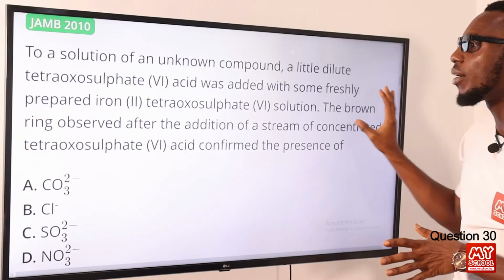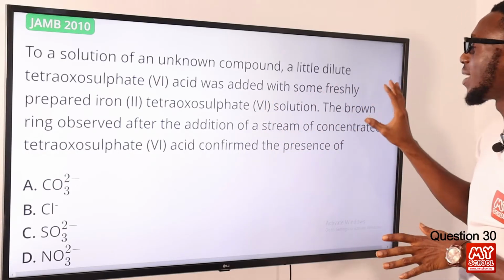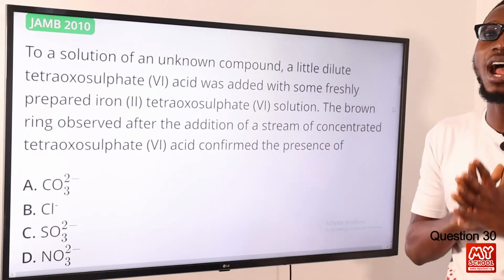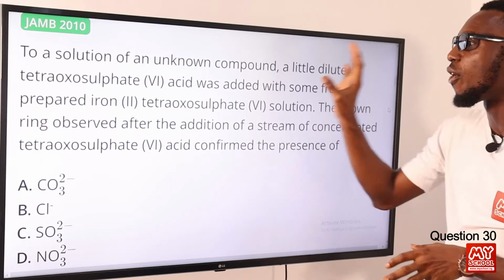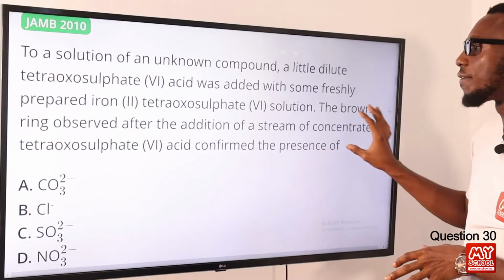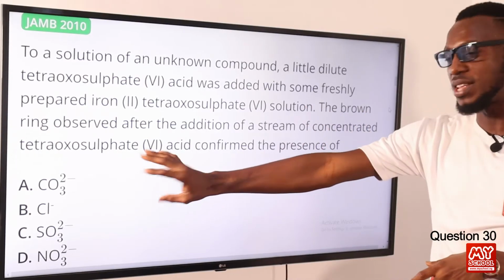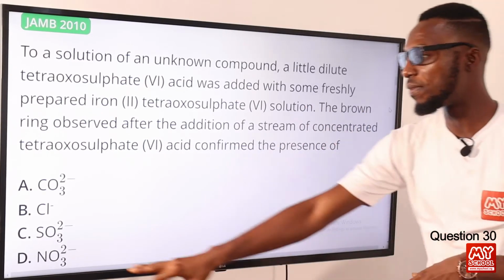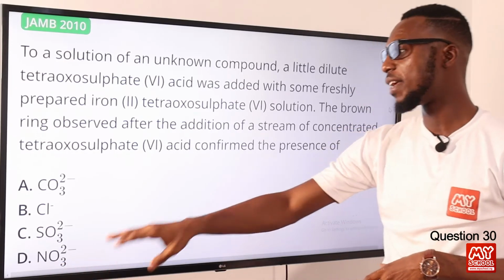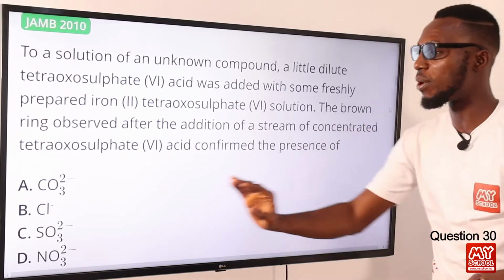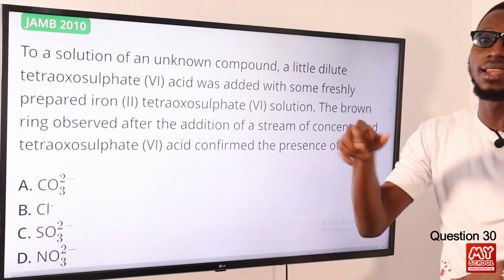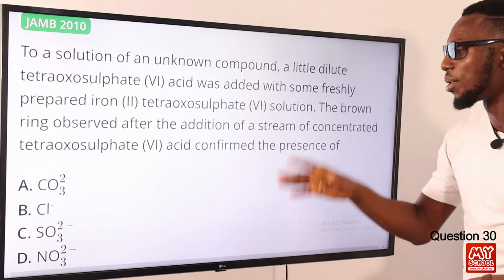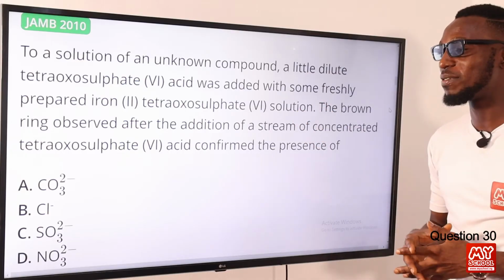So the brown ring observed, this is a brown ring test for trioxonitrate(V) ions. The brown ring observed after the addition of a stream of conc H2SO4 confirmed the presence of this ion, trioxonitrate(V) ion. So the brown ring test is for trioxonitrate(V) ion, and this brown ring can actually disappear if you shake. So the correct option is option D for trioxonitrate(V) ions.